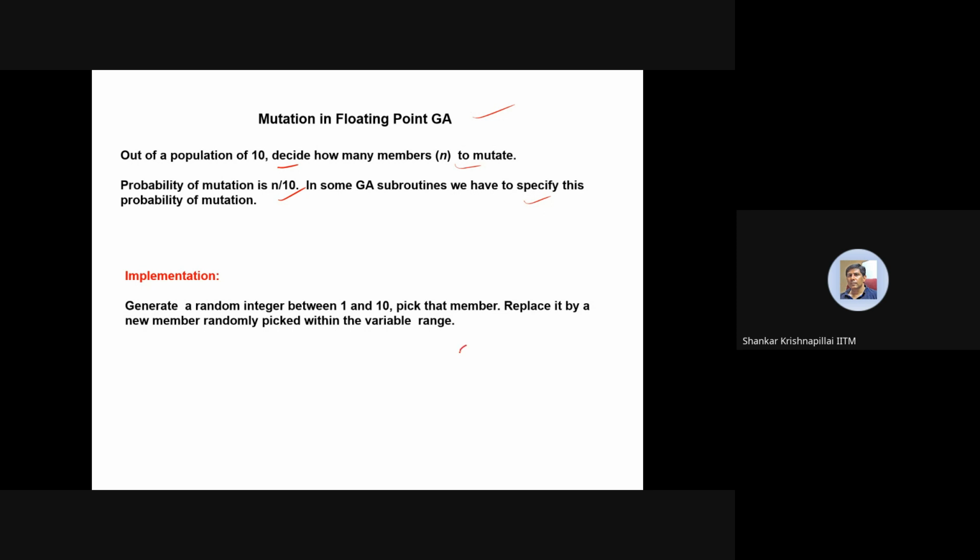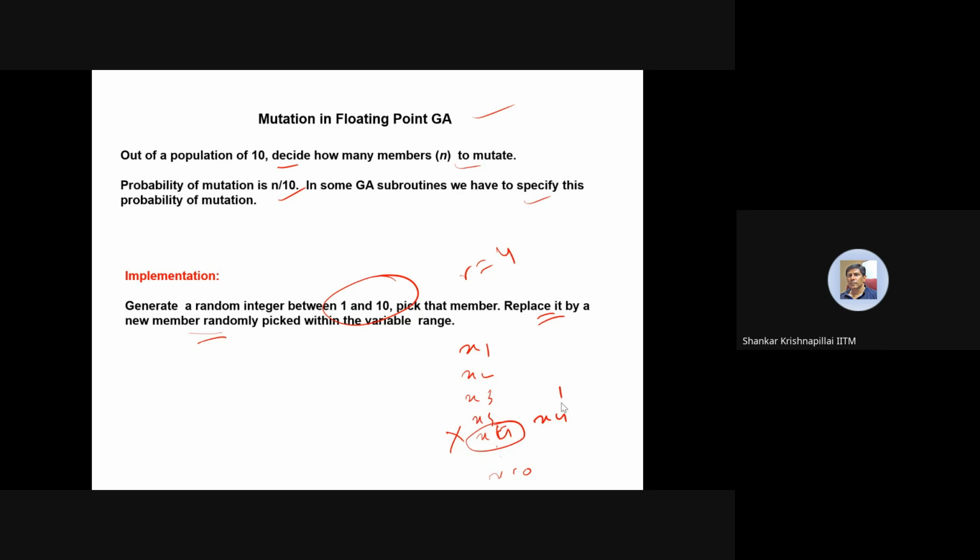Suppose I have a population of 10: x1, x2, x3, x4 up to x10. I generate a random number between 1 and 10. Suppose r equals 4. Then I take x4, remove it from the population, and replace it with another newly selected member from the same branch. So I remove x4 and replace it with x4 apostrophe, a new member. This is how mutation is done in the floating point genetic algorithm.